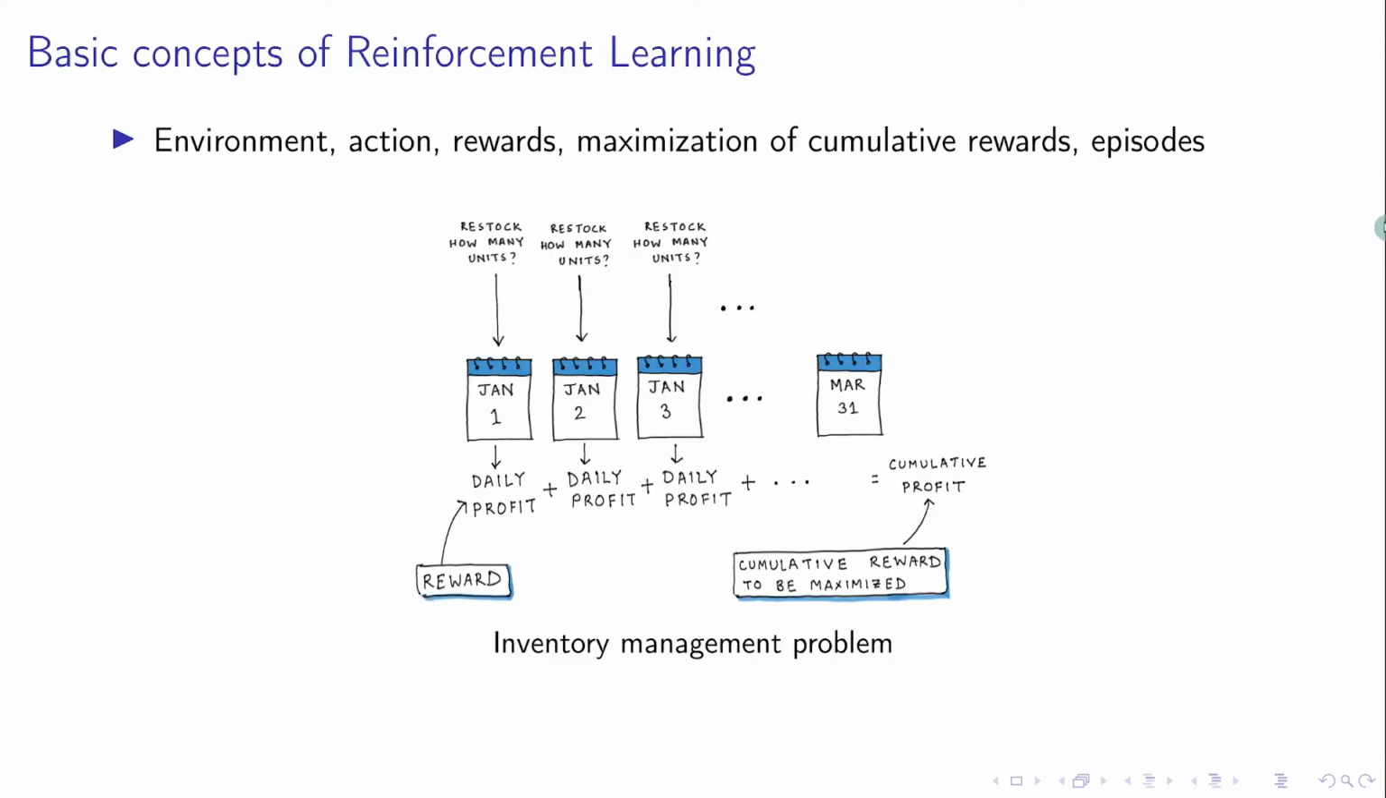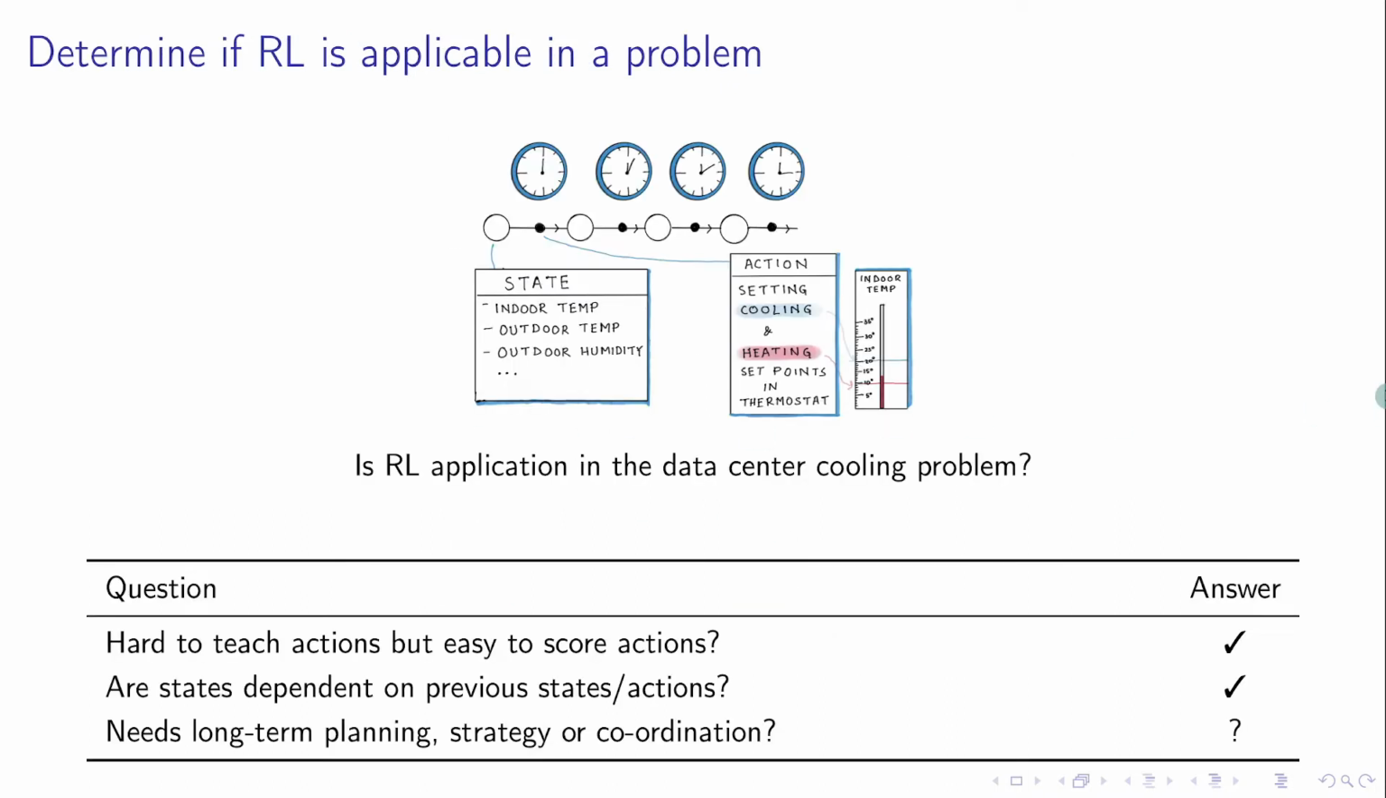You have understood the basic concepts of reinforcement learning, and you know the meaning of the terms environment, actions, rewards, maximization of cumulative rewards, episodes, etc. You are able to analyze problems and determine if deep reinforcement learning would be a promising approach using the three question framework that we learned.